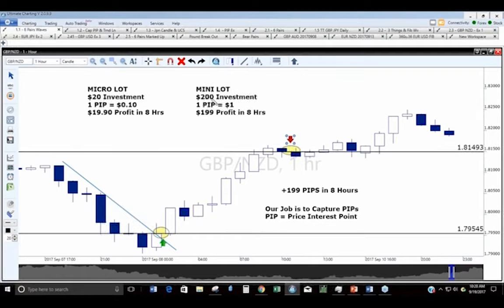And maybe you can see why everyone is attracted to this, but guess what? It doesn't stop there. Everybody's goal is to get to what's called a standard lot. In a standard lot, a $2,000 investment controls 1 standard lot. This is what gets exciting. Each pip of movement is now worth $10. So this exact same trade that we've been doing is now generating $1,990 of profit in that same 8 hours.